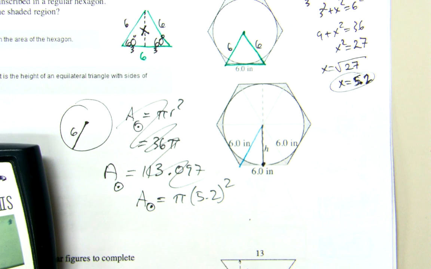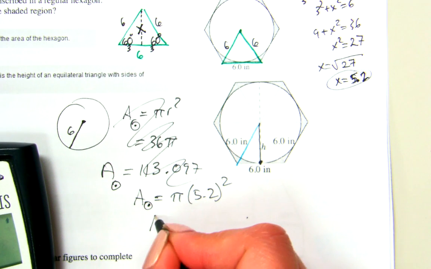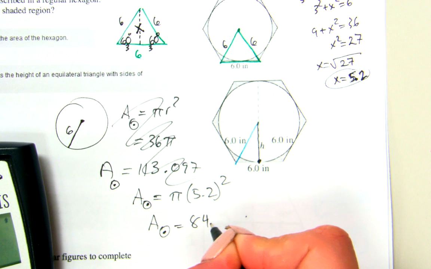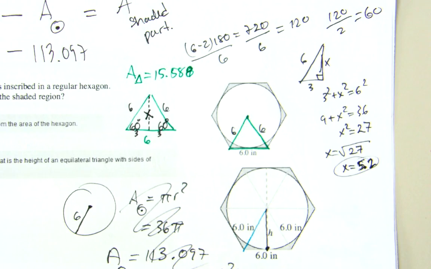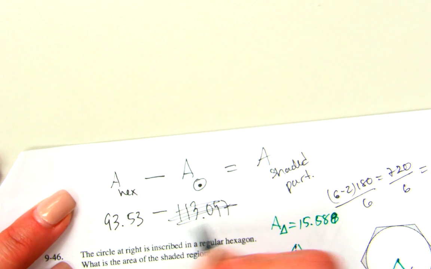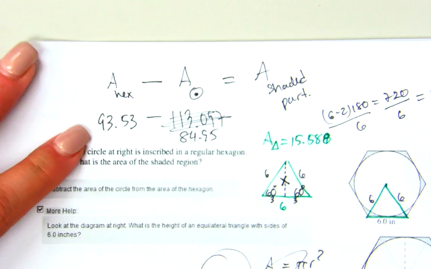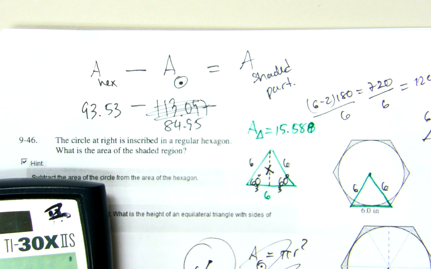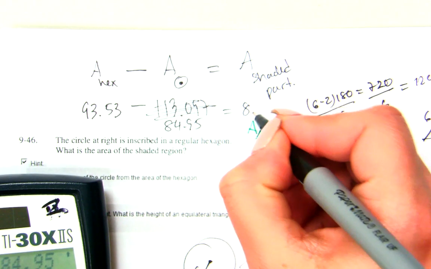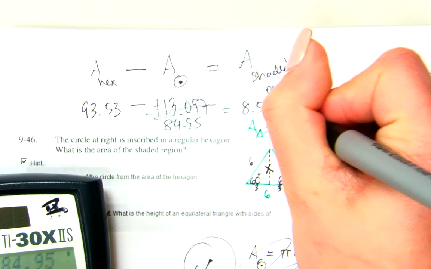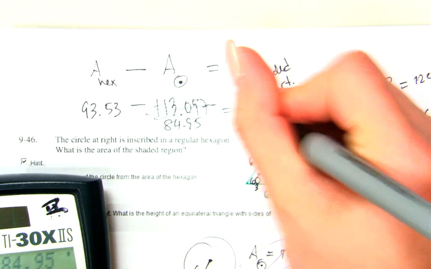So 5.2 squared is 27.04 times pi. Yes, area of the circle is 84.95. Let's just round it up to 84.95. So area of the circle is 84.95. Area of the hexagon is 93.53. Take away from 93.53. What do we have? So the area of the shaded region is 8.58 inches squared.